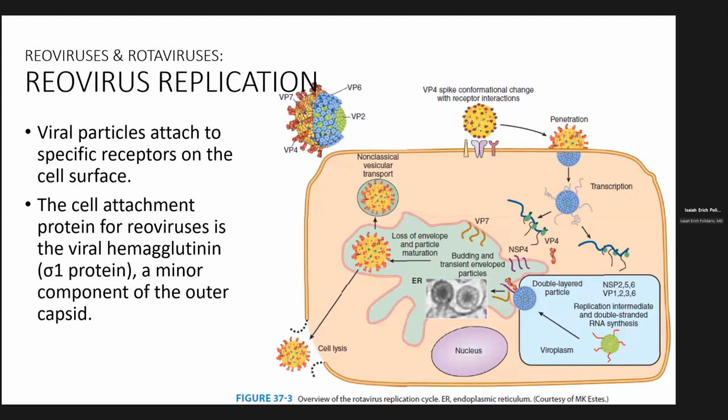Four is replication. Of course, all viruses do this. First, they need to attach to a specific receptor on the cell surface in order for the virus to enter the cell. The cell attachment protein for reovirus is the viral hemagglutinin, which is a minor component of the outer capsid. After being attached, if the virus is able to penetrate the cell, uncoating of the virus will occur in the lysosome, which is in the cell cytoplasm. Since this reovirus has two shells, only the outer shell of the virus is removed.